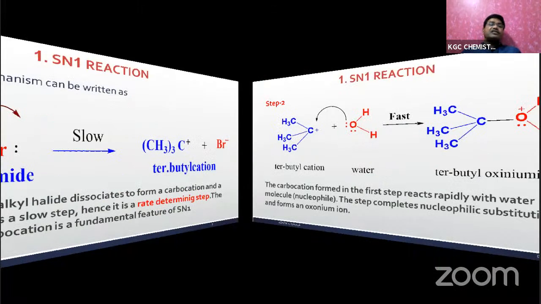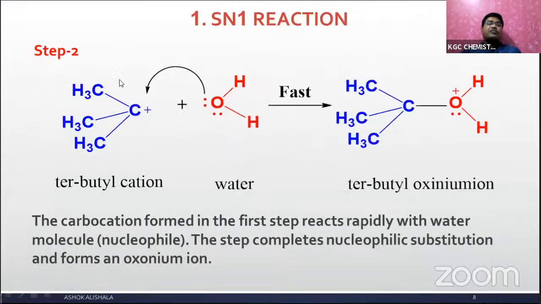Now let us see, this is going to be step 2. This carbocation, tertiary carbocation, now attacks the nucleophile, that is the water molecule. You will get an intermediate which is called the oxonium. In the case of the SN2 reaction, we didn't get any intermediate, directly a transition state to products. But here you'll get an intermediate that is called tertiary butyl oxonium ion.